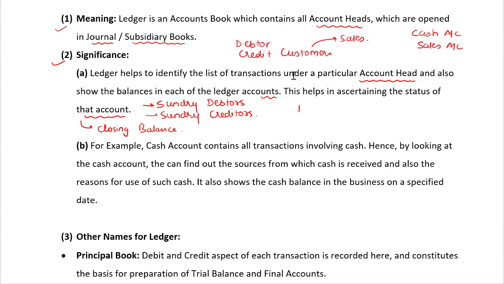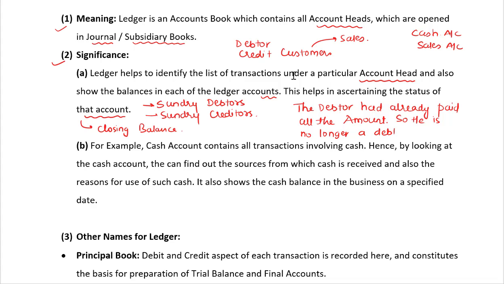Status could be that the debtor has already paid all the amount. So he is no longer a debtor, that is, a credit customer. I believe it is making sense to you.